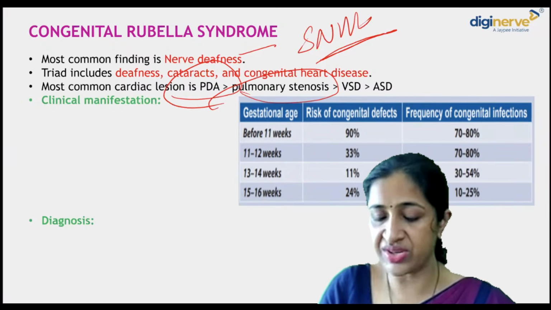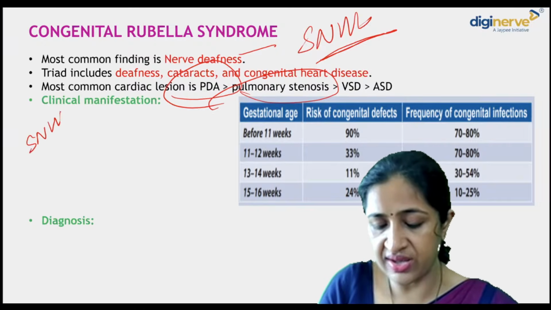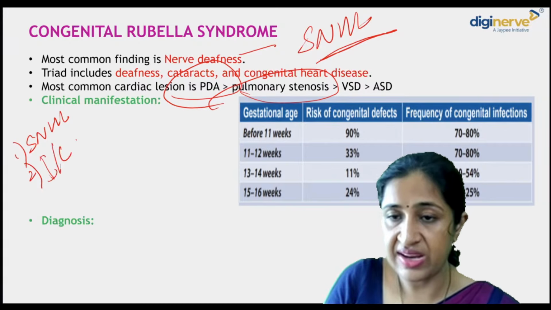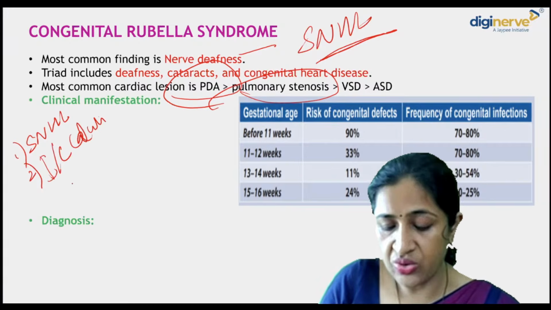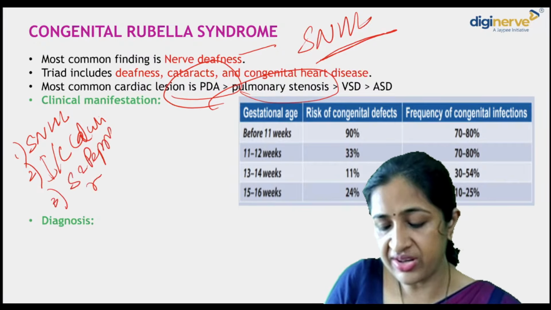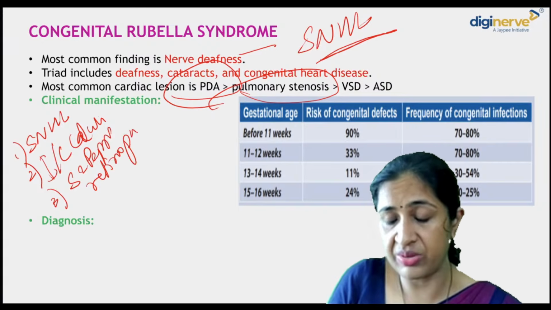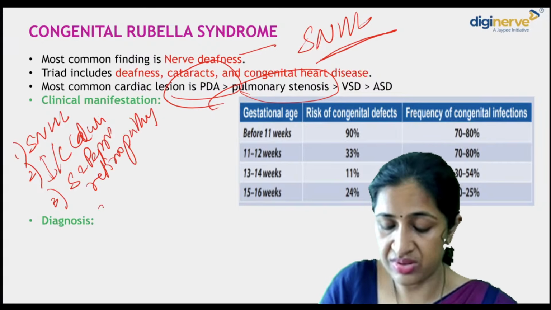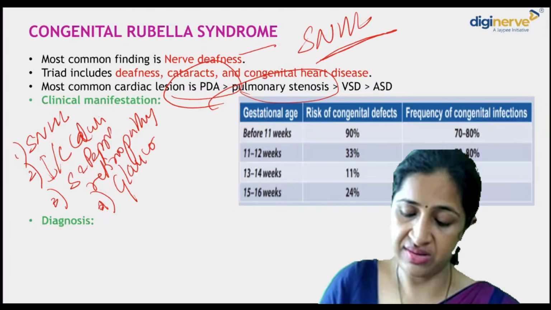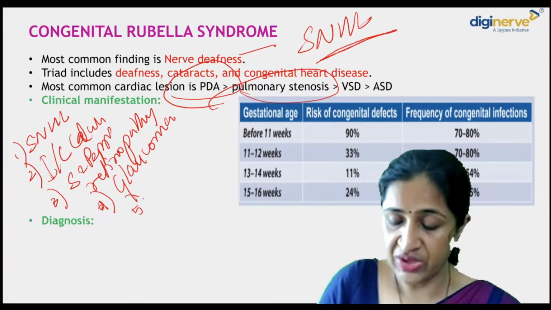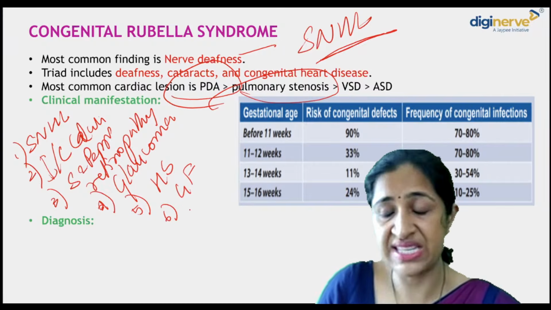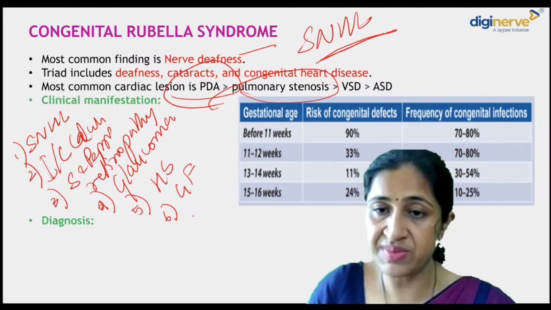Clinical manifestations of congenital rubella: sensorineural hearing loss. You have intracranial calcifications. You have salt and pepper retinopathy. All this is very important. It will be asked if they want to ask on pure recall. You can have glaucoma in the neonatal period itself. You have hepatosplenomegaly, liver dysfunction, growth failure, features of CCF when you have PDA, and all these manifestations.